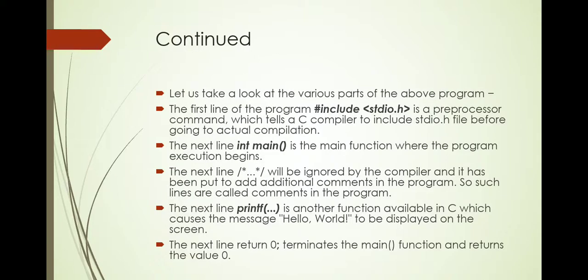Now the first line of the program, #include <stdio.h>, is a preprocessor command which tells the C compiler to include the stdio.h file before going to actual compilation. The next line, int main, is the main function where the program execution begins. The next line is a comment, which will be ignored by the compiler, and it has been put there to add additional comments in the program. Such lines are called comments. The next line, printf, is another function available in C which causes the message hello world to be displayed on the screen. The next line, return 0, terminates the main function and returns the value 0.